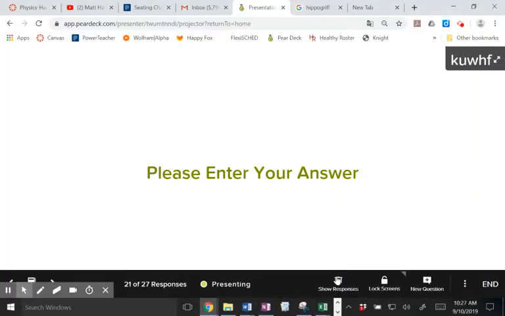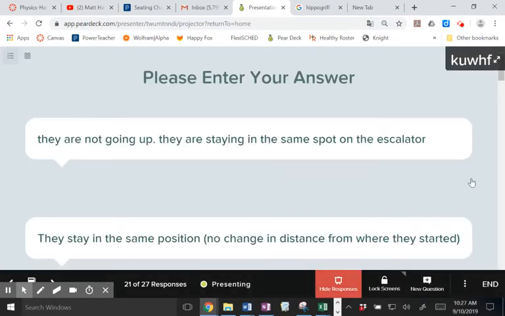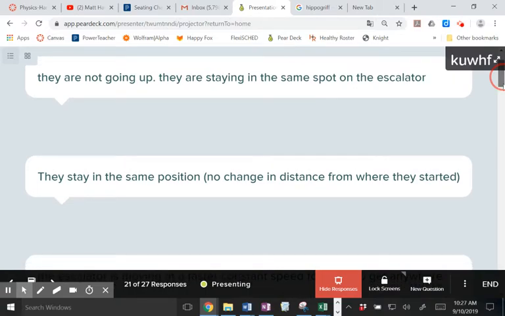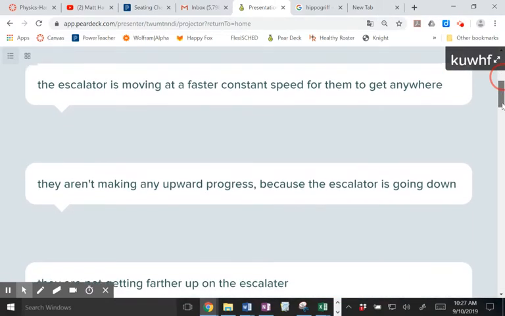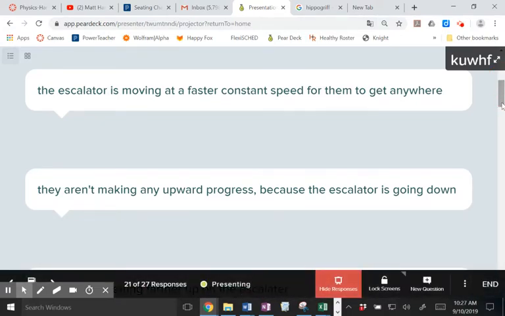All right. So in what way are the ducks not moving? Vine, that's dead, right? Let's see what our friends say. They are not going up. They're staying in the same spot on the escalator. They stay in the same position. No change in distance from where they started. The escalator's moving at a faster constant speed for them to move to get anywhere.